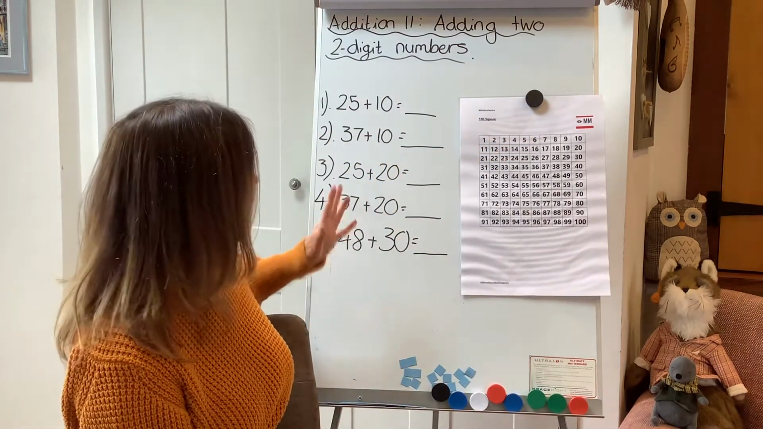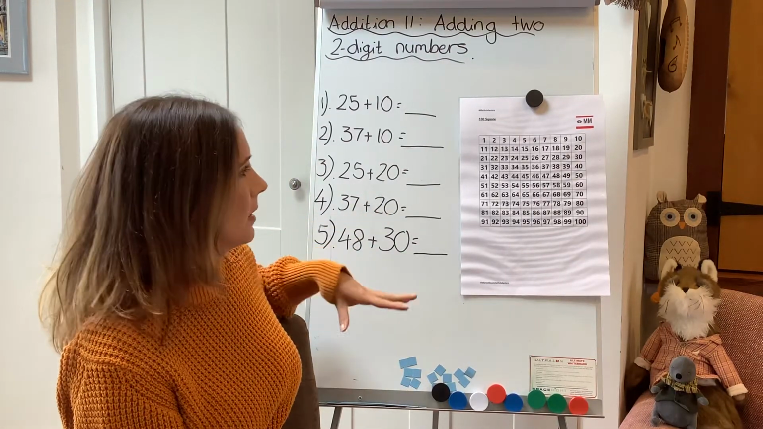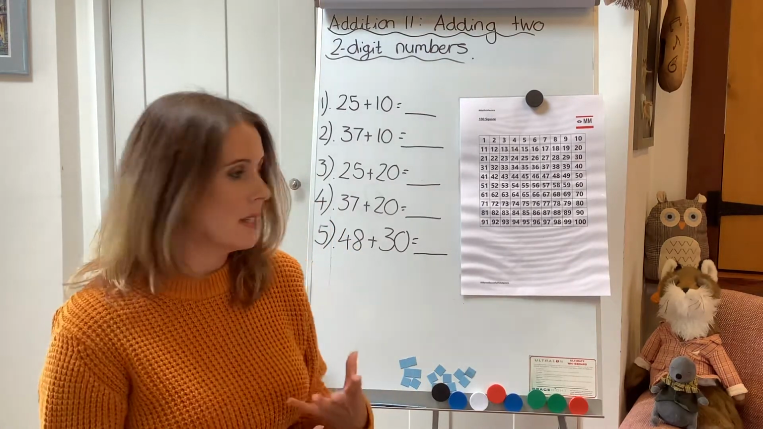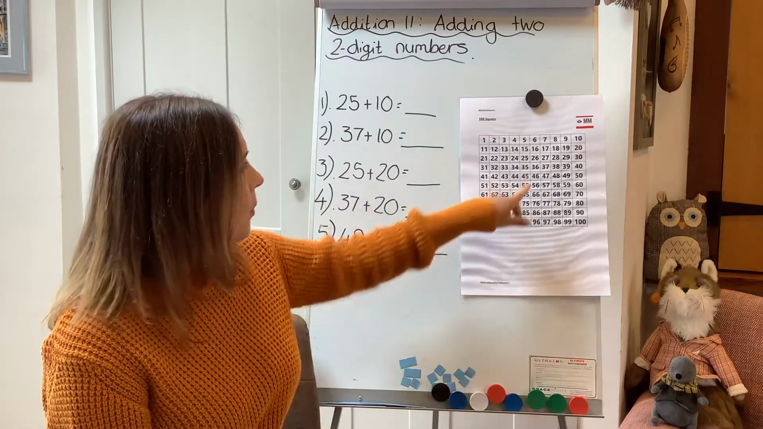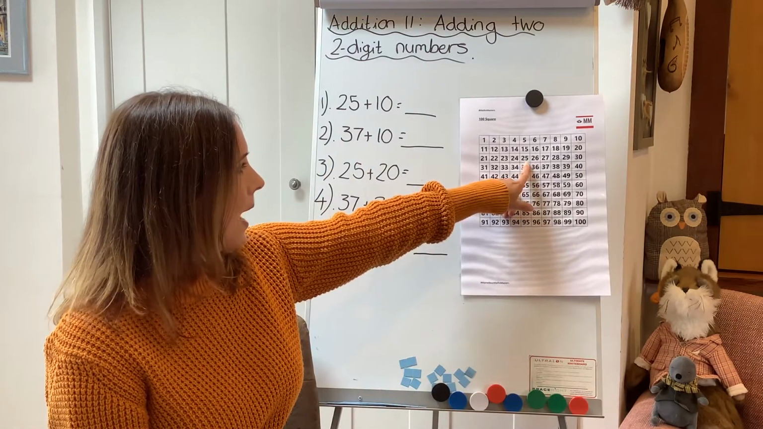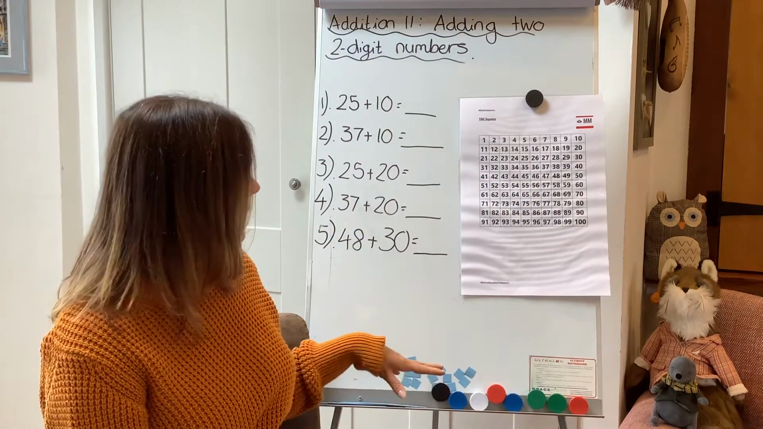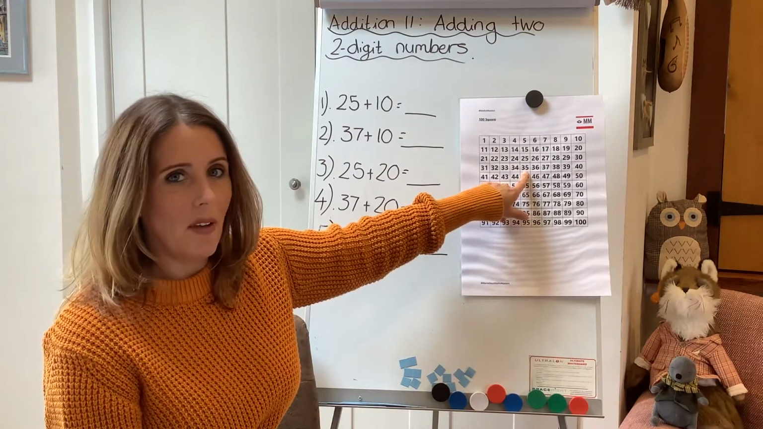Okay, so firstly, just to warm us up on this one, we're going to practice just adding on 10 to any two-digit number. So we use the 100 square to do this, but we can also use base 10 to help us and to see it in a visual way. So we've got 25 add 10. We can find 25 on the number square and add 10 onto it. So 25 add 10 would be 1 down on the 100 square, which would be 35.